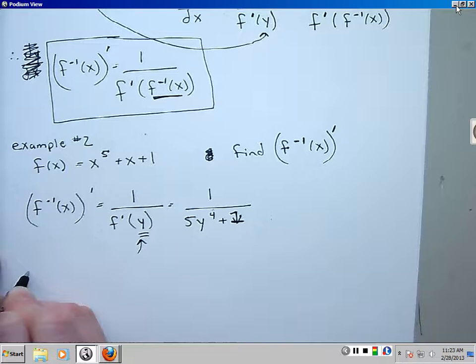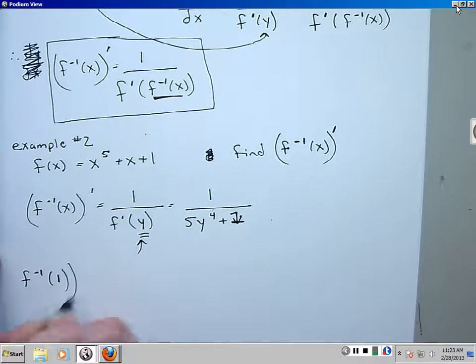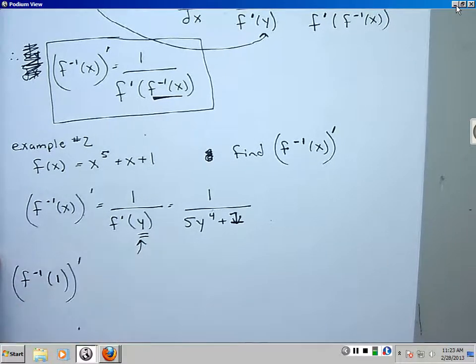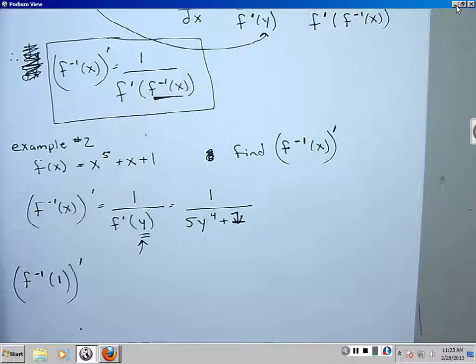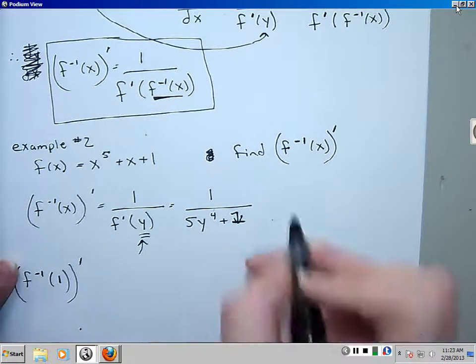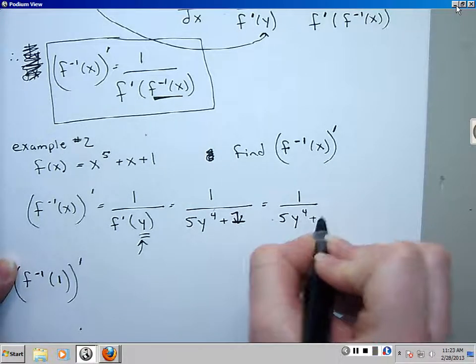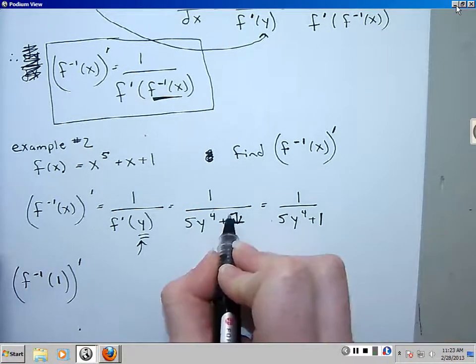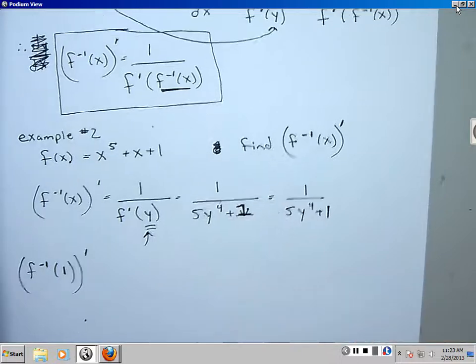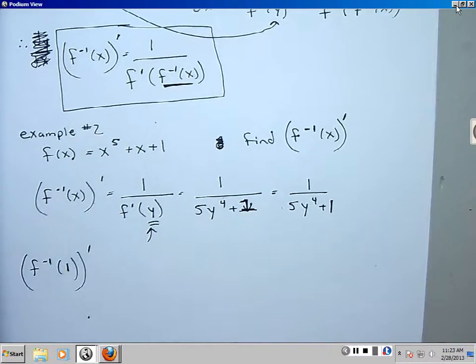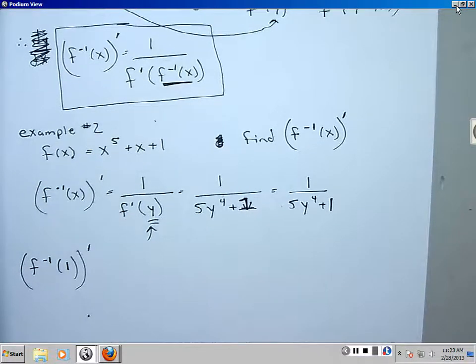So if I want to find f inverse of 1, and I want to find the derivative of that. Question? Hold on, what's the 5y to the 4th plus 1? Yeah, plus 1. Let me rewrite that. 1 over 5y to the 4th plus 1. So you're just finding the derivative of the first one, but instead of making it x, you make it y. Yes.